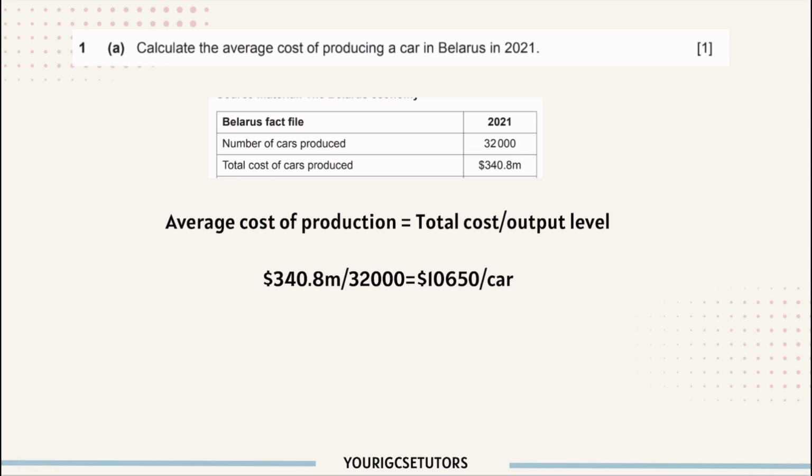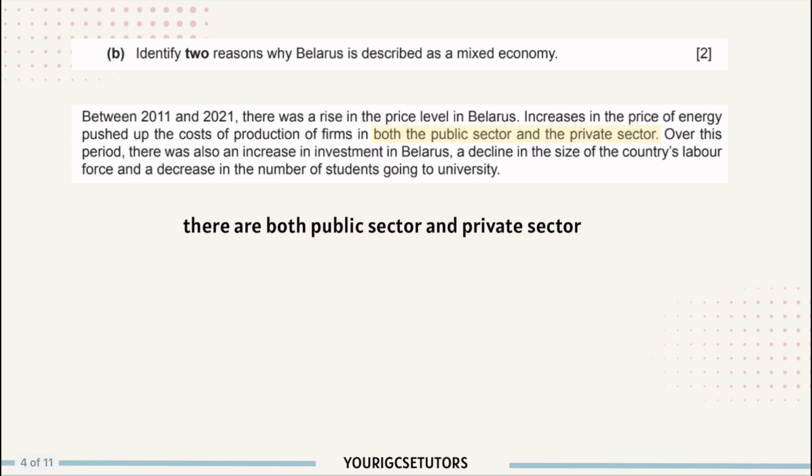Question 1A. Calculate the average cost of producing a car in Belarus in 2021. So, here is the data you need to take note. The equation: average cost of production equals total cost divided by output level. So you just use this 340.8 million divided by 32,000. So you'll get 1,650 per car.